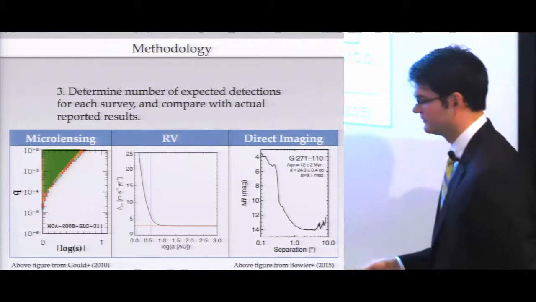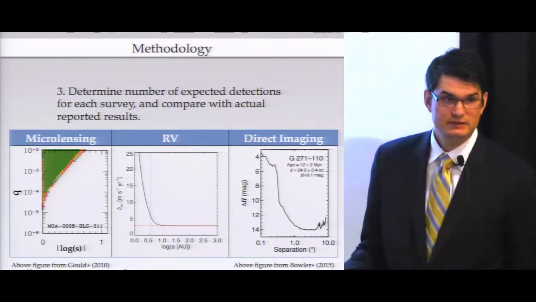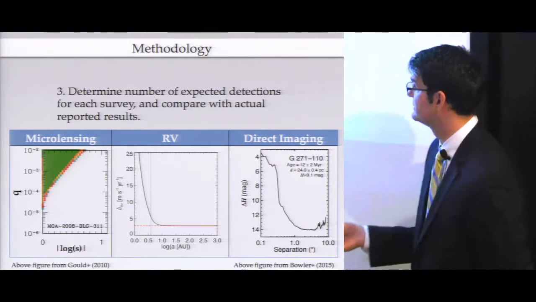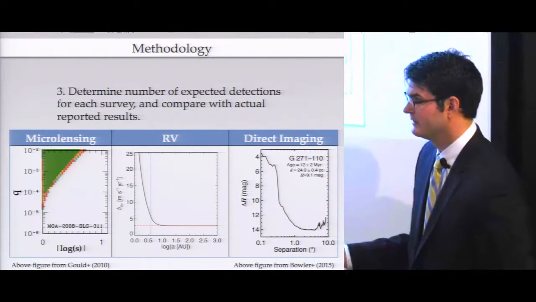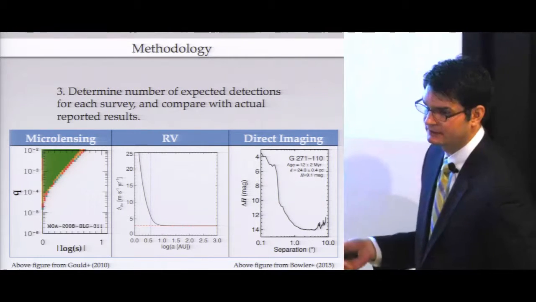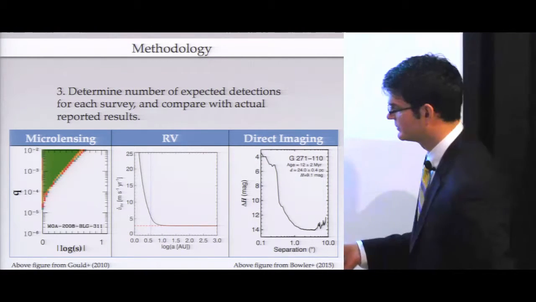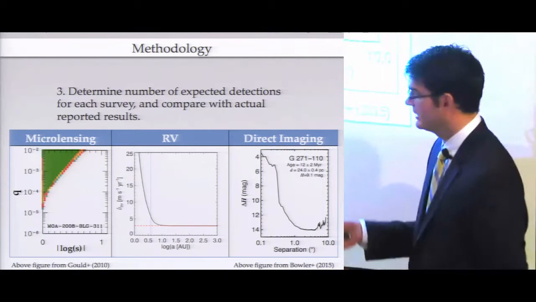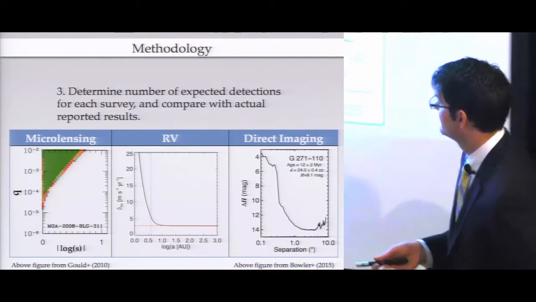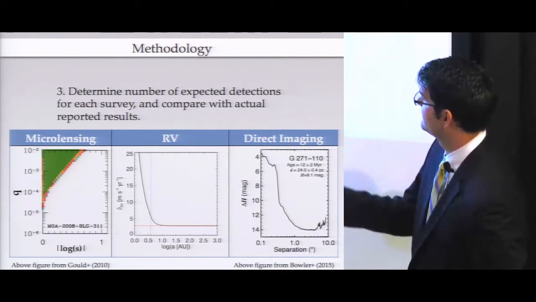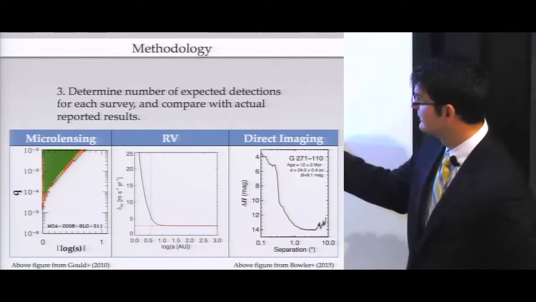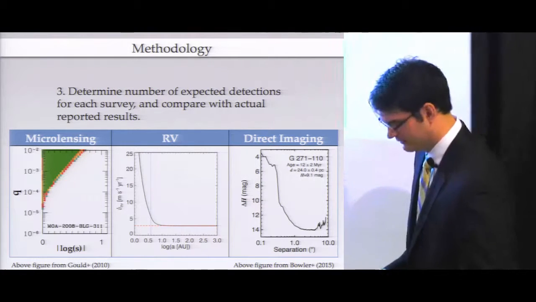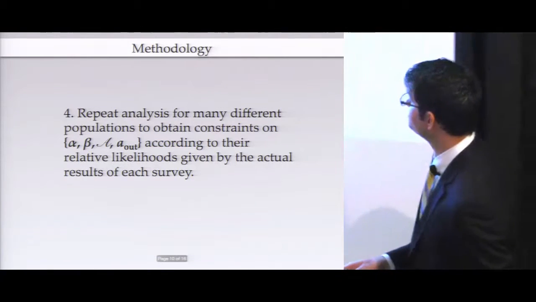So once we have all of these observables, we compare them with the actual detection limits and sensitivity limits of each of these surveys in order to determine the number of expected detections for each survey, which we would then compare with the actual reported results and generate a likelihood for this particular planet population based on the actual survey results. Here I'm just showing examples of the various types of detection limits which we've seen somewhat throughout this week in other talks.